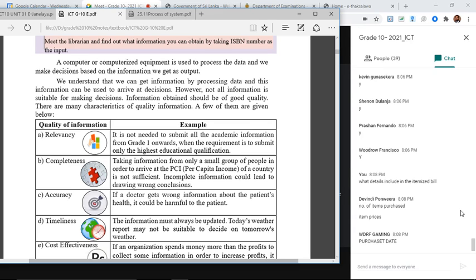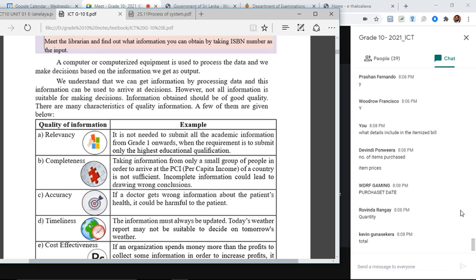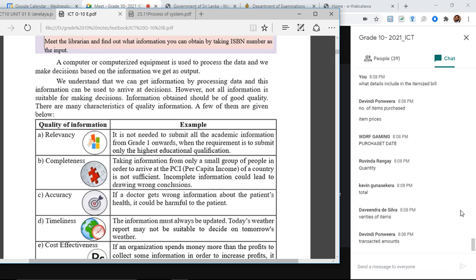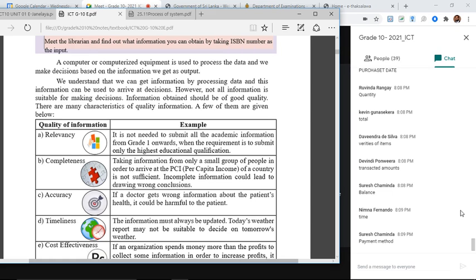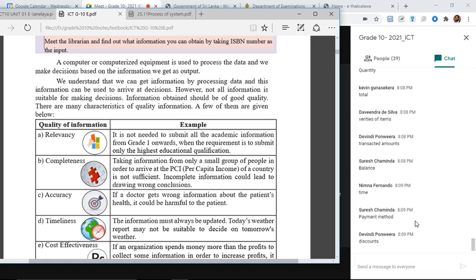Purchase date, okay, good. Quantity, good. Total sales, varieties of items, okay. Transacted amount, okay. Balance, right, good. What else? Time, payment method, good. Payment method, discounts, okay, good. What else? Cashier name, good. Cashier name and the cashier ID, okay. What else? Now just add one important thing.